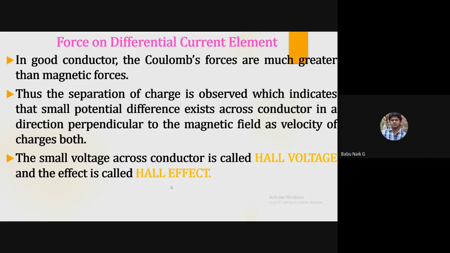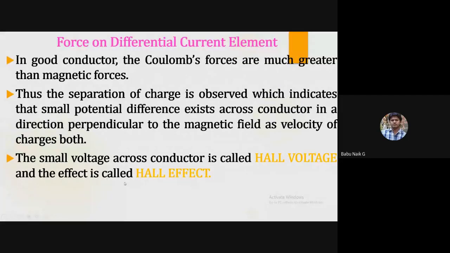It is similar to a parallel plate. When we give the supply, the positive ions go to one side and the negative ions flow to the other side. So a potential difference will exist between them, and we call that potential difference the Hall voltage.